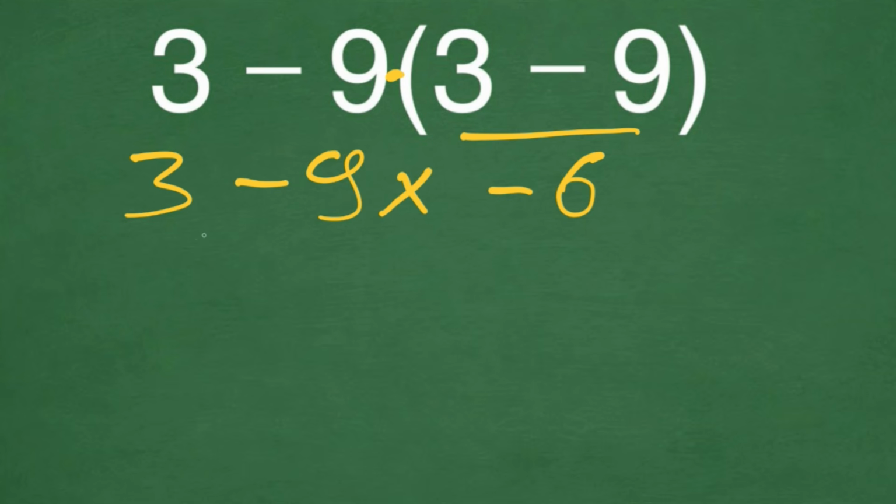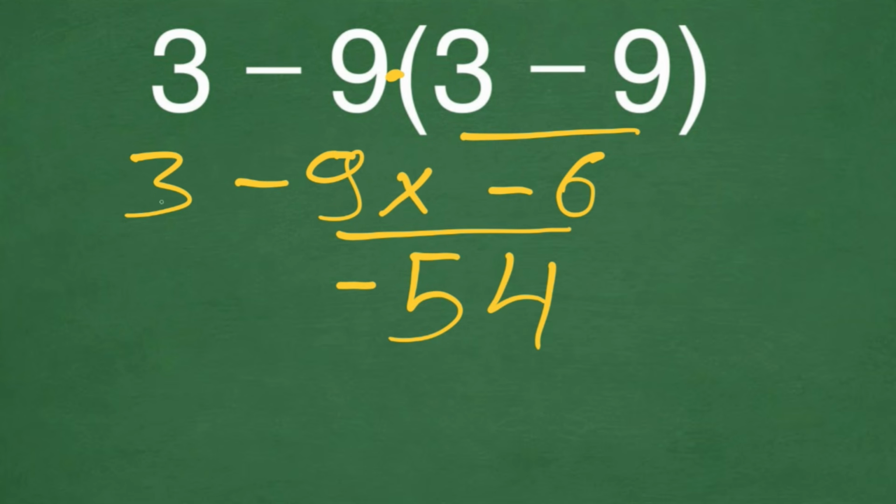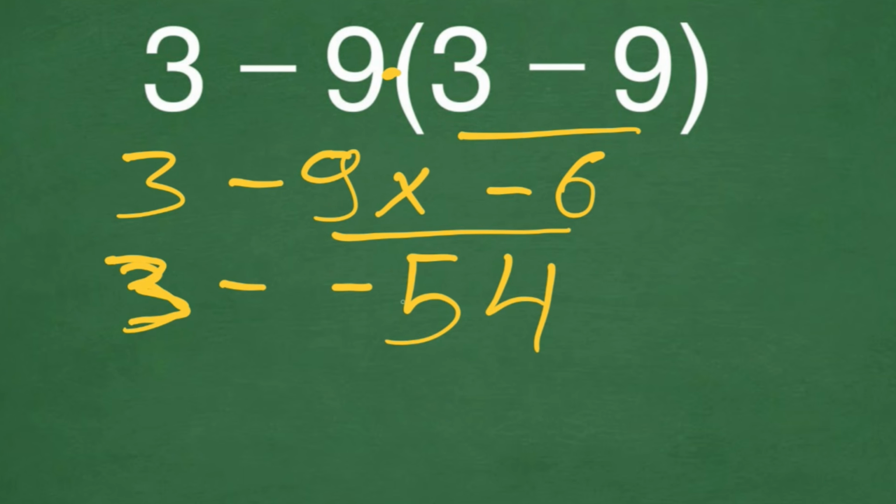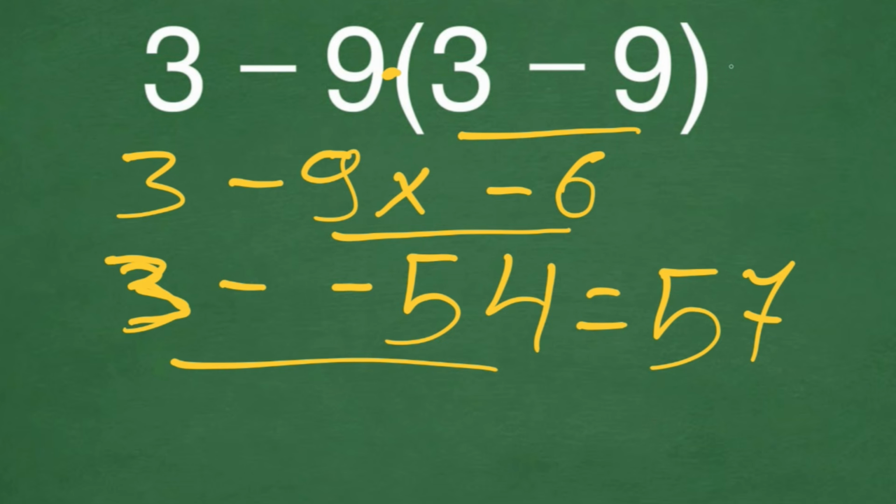So here we have to do the multiplication before the subtraction, because multiplication has a higher priority than subtraction. So 9 times negative 6 gives us negative 54, right? So 3 minus negative 54 is going to be the equation. 3 minus negative 54 gives us 57. So the final answer to this question is 57.